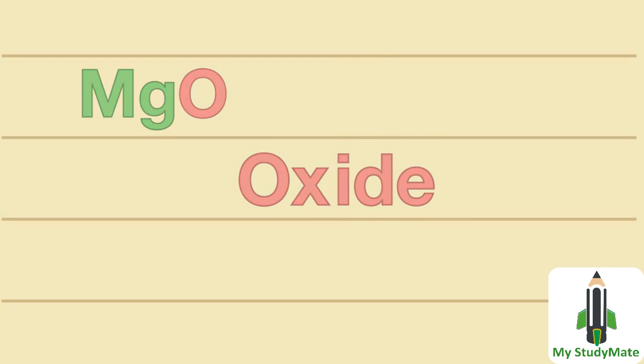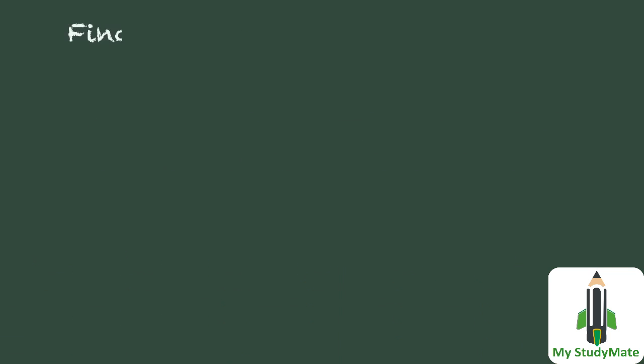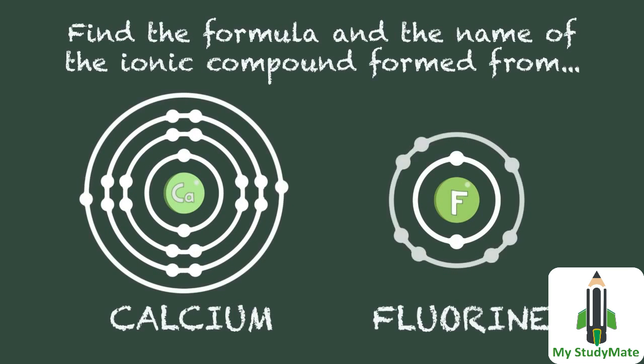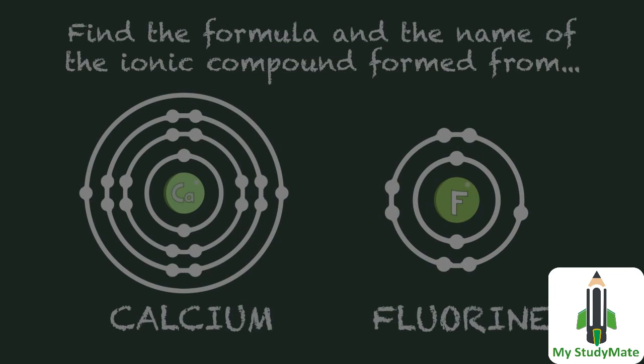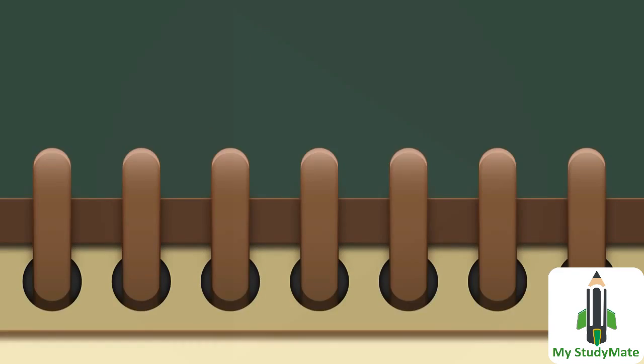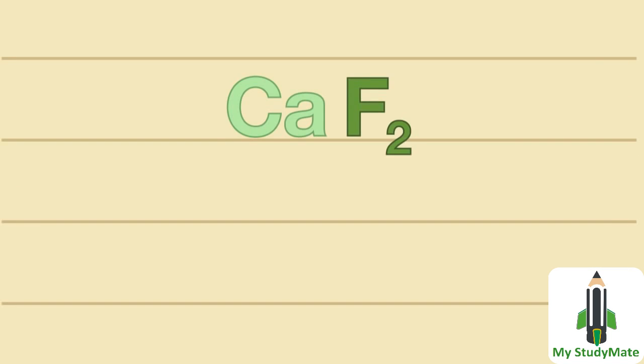Find the formula and the name of the ionic compound formed from calcium and fluorine. Please pause the lesson and resume when you are done to check the answer. The formula is CaF2 with 2 written in subscript and the name is calcium fluoride.